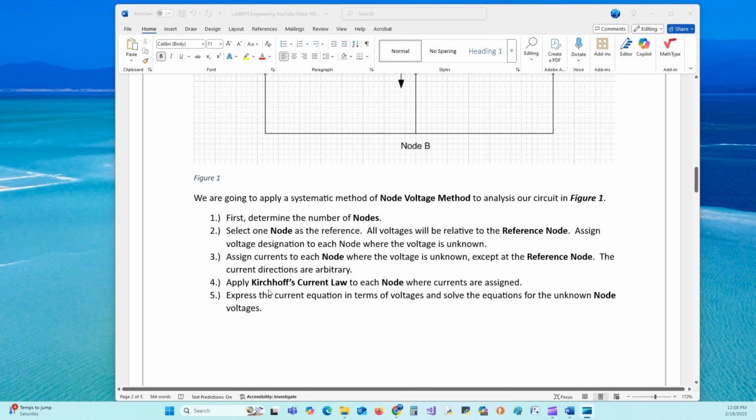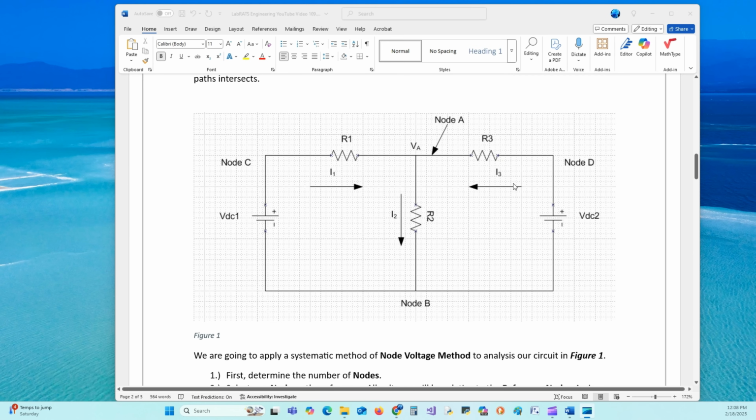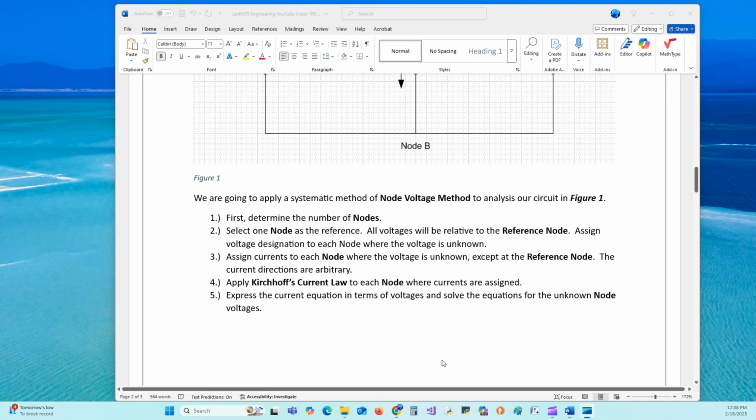Assign currents to each node where the voltage is unknown, except for the reference node, this one right here. The current directions are arbitrary. I3 could be going out instead of in, I2 could be going in instead of out, and I1 could be going out instead of in. It will just change the sign. As the current goes into a node, it's positive. If it's leaving the node, it is negative.